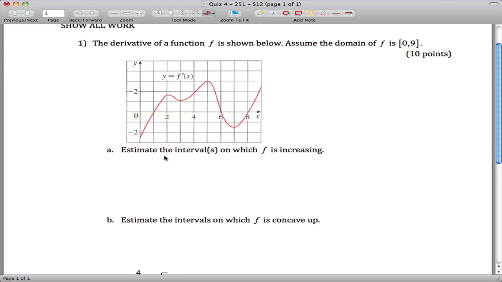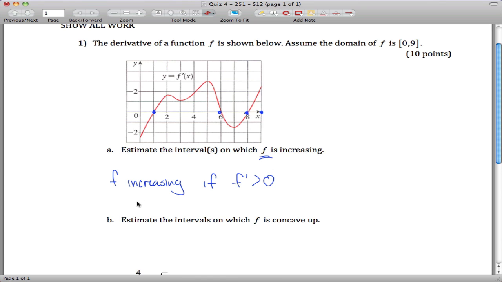So the first question says, estimate the intervals on which f is increasing. This is f prime up here. This is not f. So we can figure out when f is increasing based on when f prime is positive. So f is increasing if f prime is positive. Be careful. I'm not asking when this is increasing. I'm asking when this is positive. So it looks like it's positive from here to here, and then again from here to here.